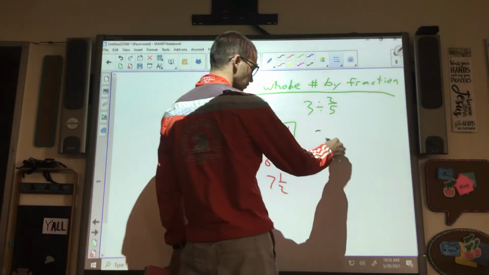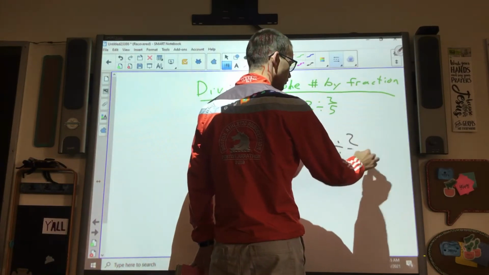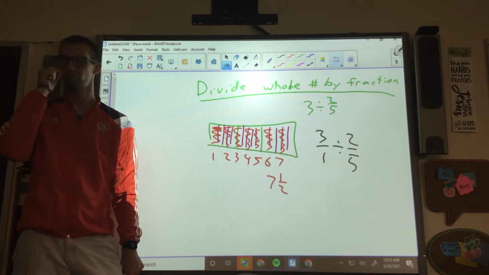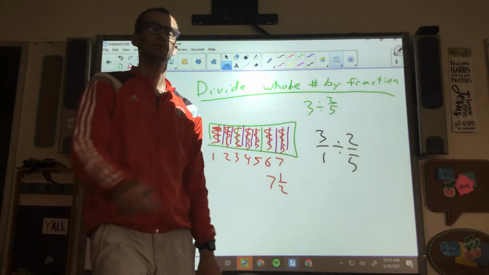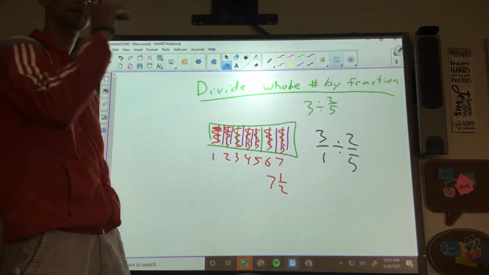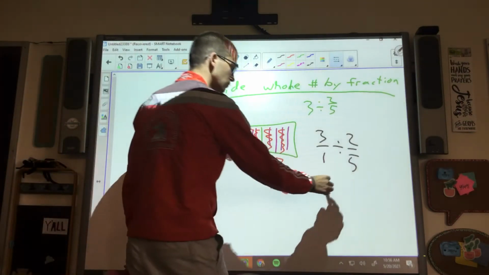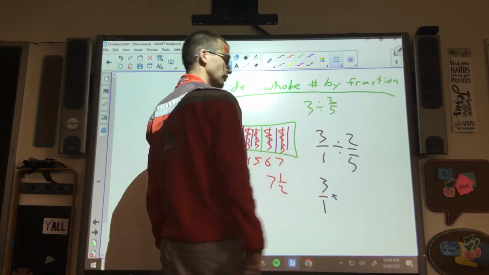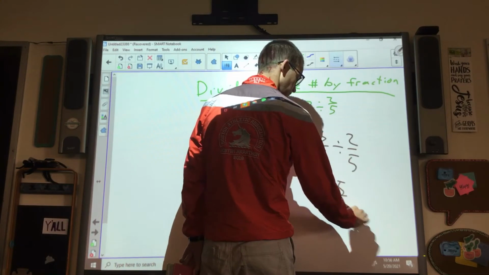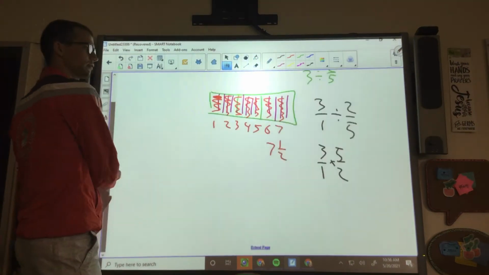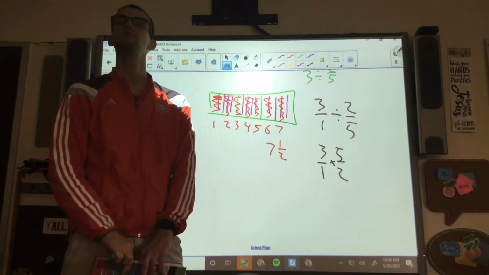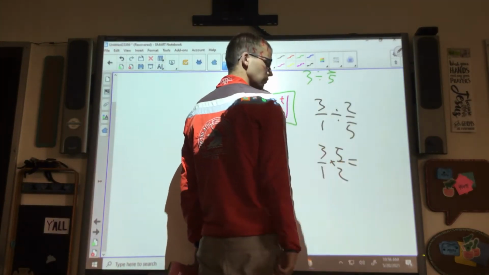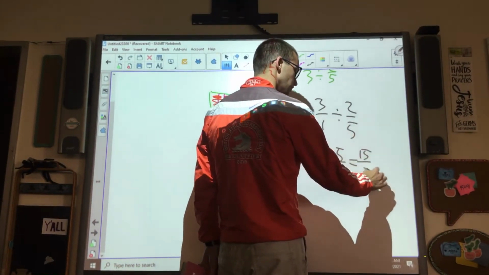You can say 3/1 divided by 2/5. Instead of dividing by a fraction, we need to multiply by the reciprocal, like you said yesterday. What's the reciprocal? The reciprocal is just flipping the fraction, 2/5 becomes 5/2. Then I actually do the multiplication. Anything cancel out? I don't think so. Nope. 15 divided by 2.